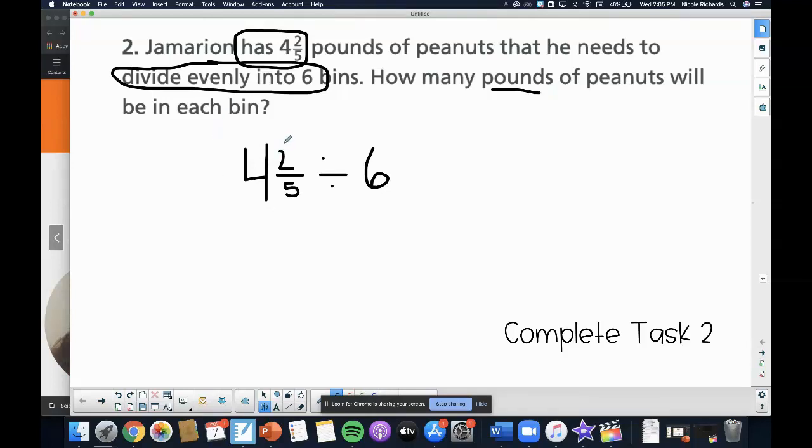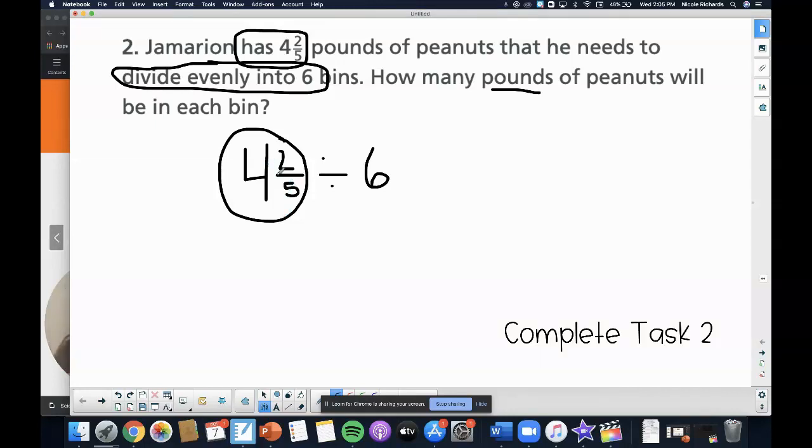So one thing we need to think about is making this an improper fraction. Because I know that I can't just do 4 divided by 6 like it is. It's going to be a fraction, and we've got a fraction here, so the numbers just are not working out nicely. So we want to make this an improper fraction so we know how many total pieces we have that we're giving to the 6 bins.